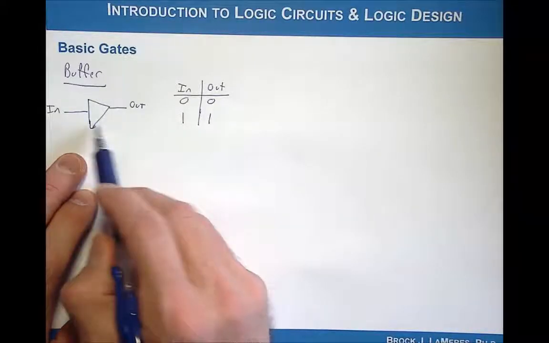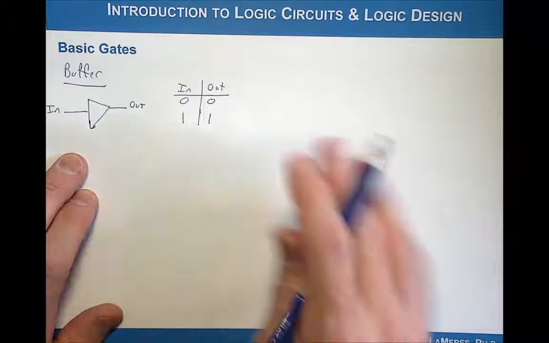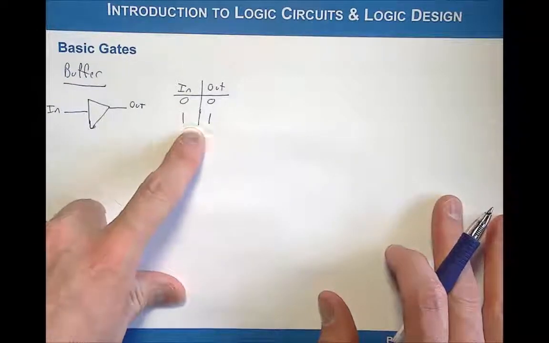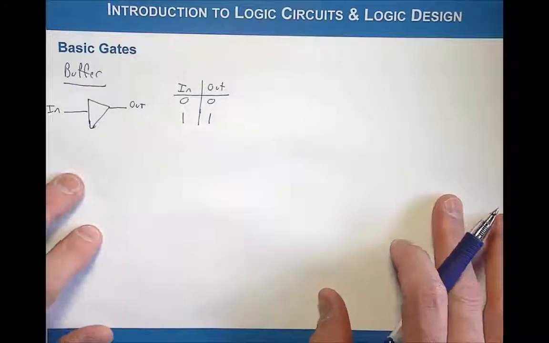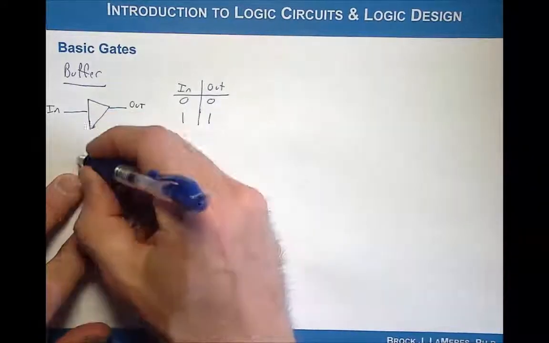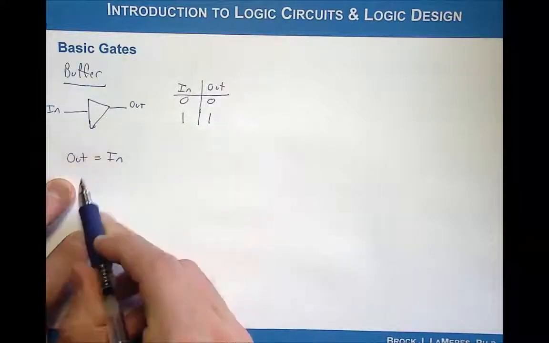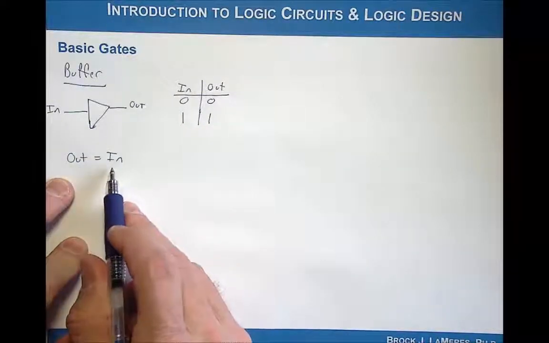So now we know a shape that is associated with a particular functionality, so we actually don't need to talk about the truth table very much because we know what a buffer does. All right, the logic expression is simply going to be out is equal to in. We put the output on the left, and then we put the inputs on the right, the input arguments.